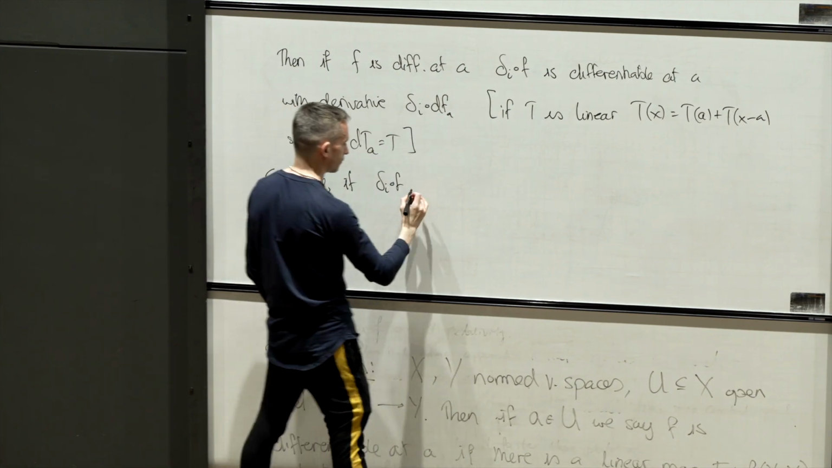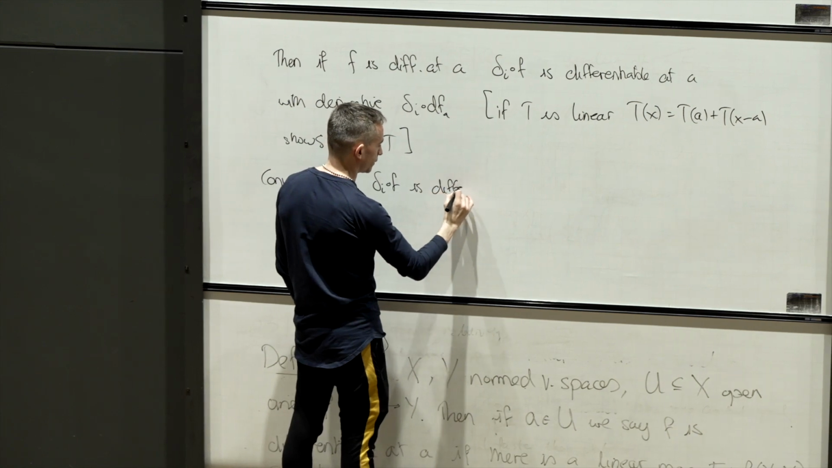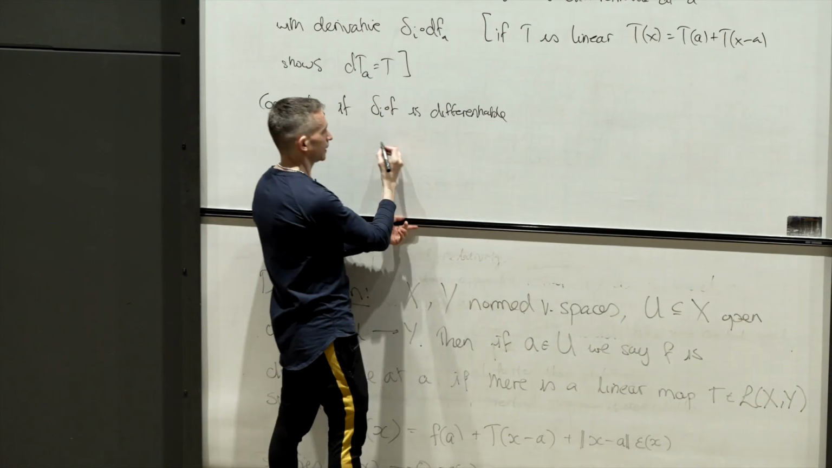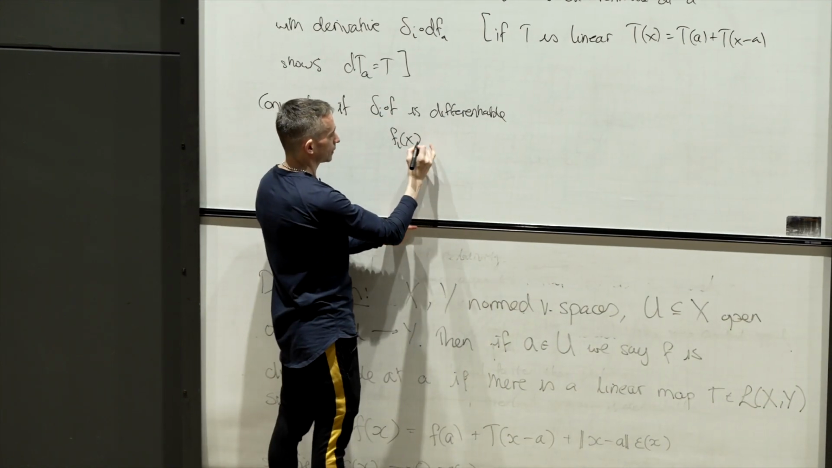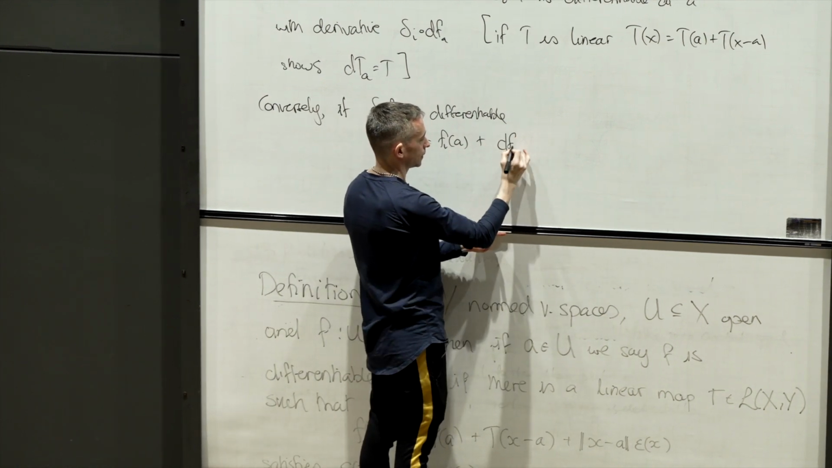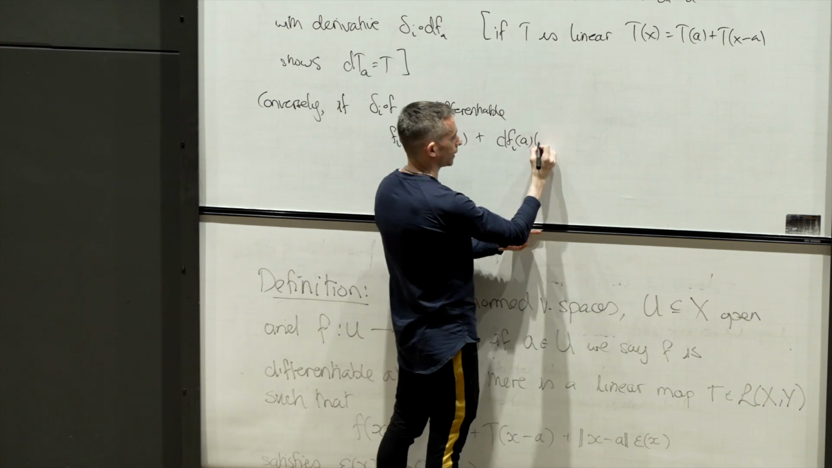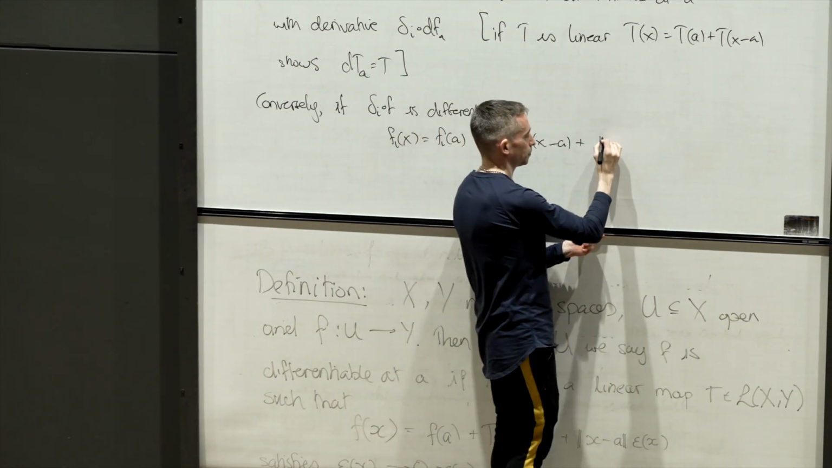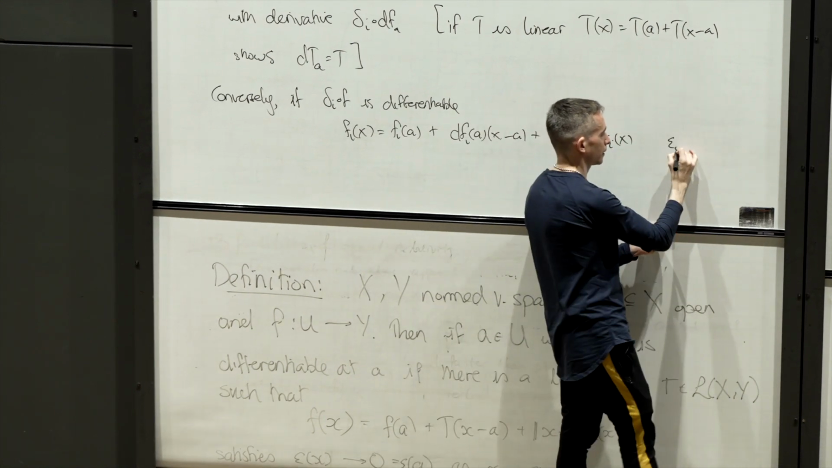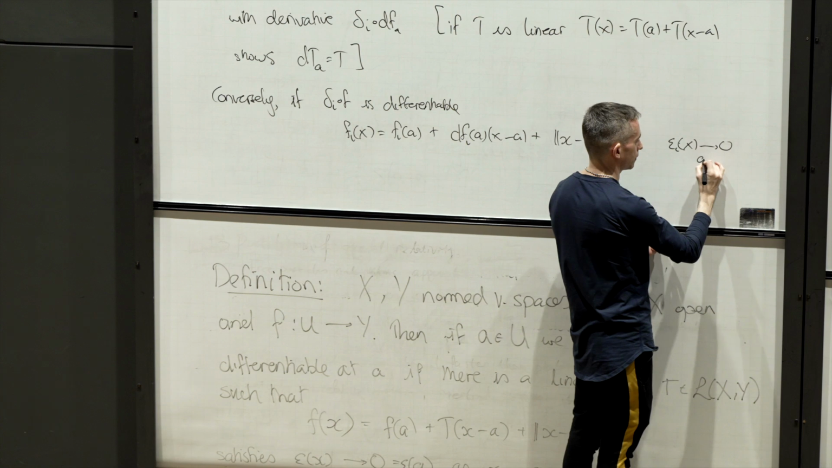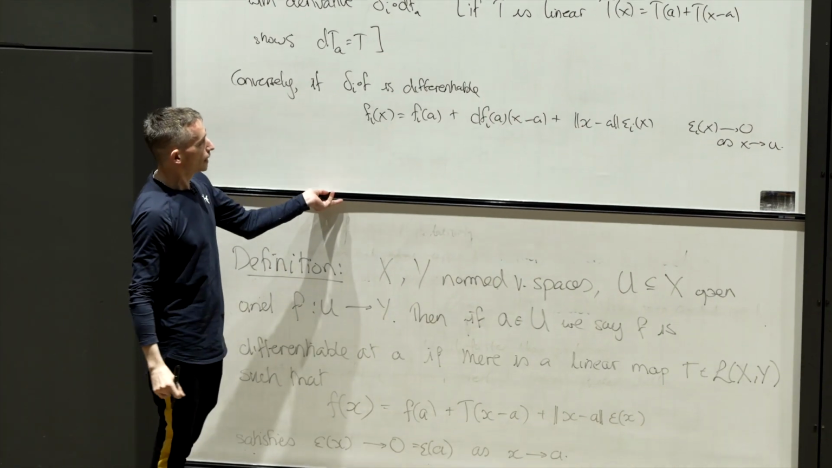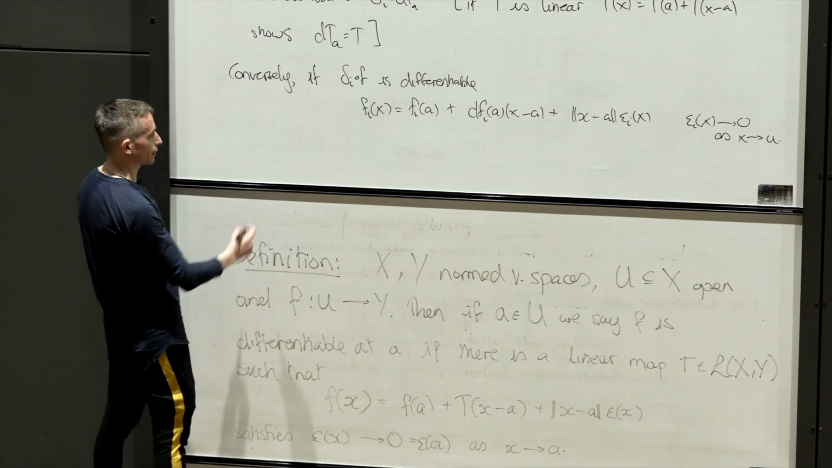if delta_i composed f is differentiable, well, what does that mean? It just means that f_i of x is f_i of a plus df_i at a applied to x minus a plus the norm of x minus a times some error, where epsilon_i goes to 0 as x goes to a. Then we can just add all these together.